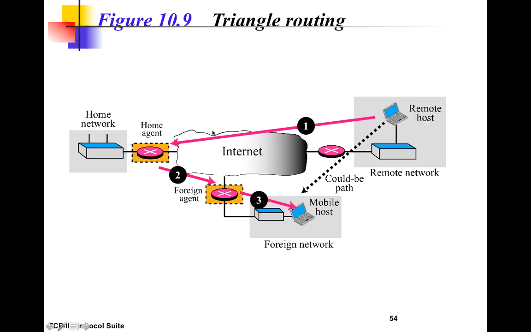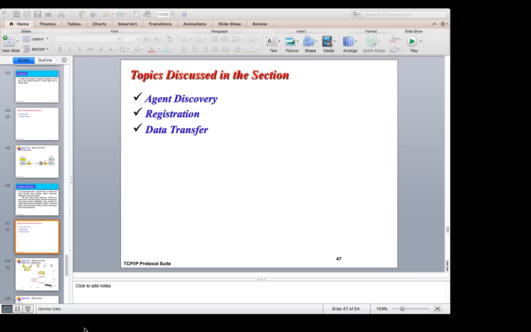So this is called triangular routing. Remember, in triangular routing, you have the remote host and the mobile host. They are in different networks. Okay, they are in different networks. In double crossing, they are in the same network, whereas in triangular routing, they are in different networks. So with this, we come to an end to this chapter for the network protocols.